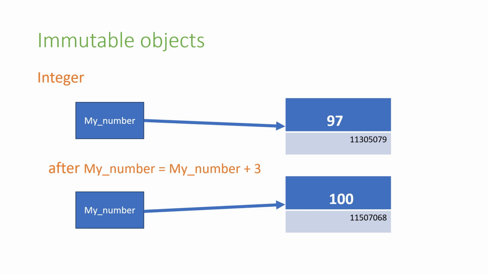But it's not correct. The unique ID is changed to 11507068. It means that the unique ID is changed, which means the memory location is changed. The object's memory location is changed. You are not performing any changes to the same or current object. Whatever changes are made are reflected in a new object by creating a new memory location. So this is called immutable objects. I hope you are clear. I will give examples, and through the examples you can understand much better.